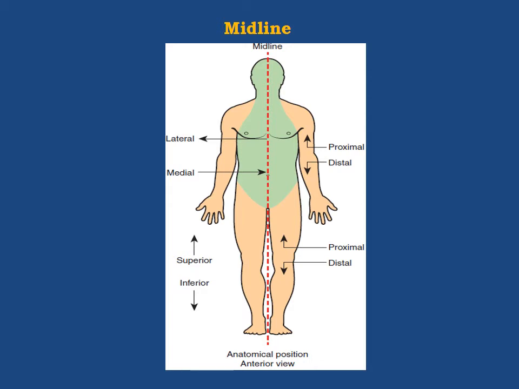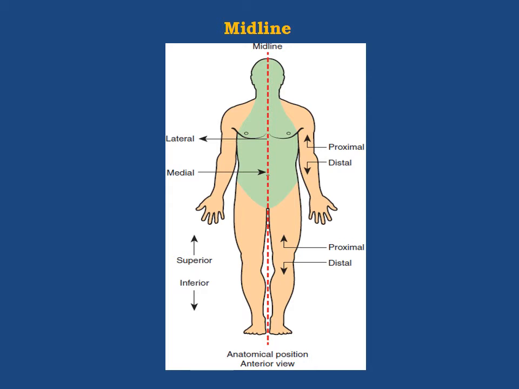We talked about medial and lateral. Medial, which is closer or nearer to the midline. Lateral, away from the midline. We talked about proximal and distal. Again, proximal, you see the arrow, it is closer to, or nearer to, the point of attachment, but distal, it is away from the point of attachment.